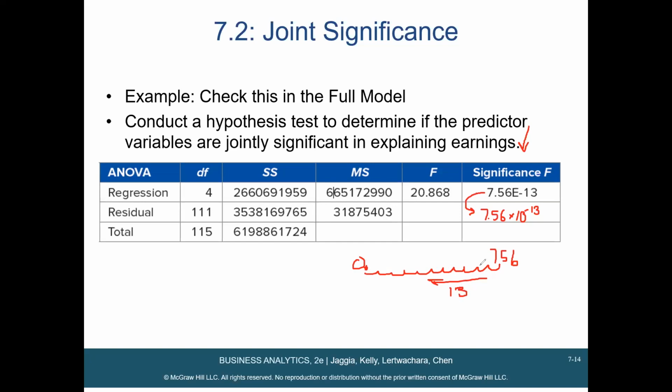13 spaces, so there's 12 zeros here. So that's a really, really small number. Okay. That means that this is a very significant model jointly, which means there's at least one predictor that is highly effective, if you will.